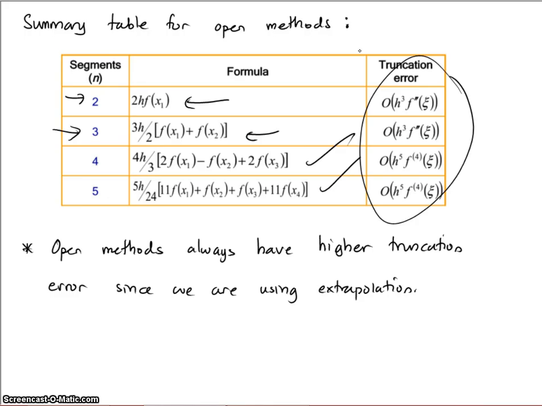So open methods allow you to do an integral if you do not have sufficient data points to cover the entire range. But because open methods are based on extrapolation, they would basically have higher errors compared to the closed Newton-Cotes method.